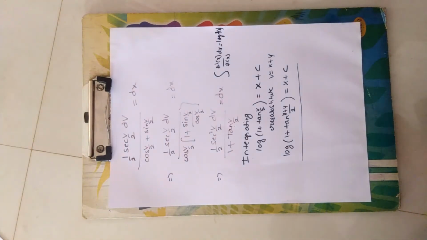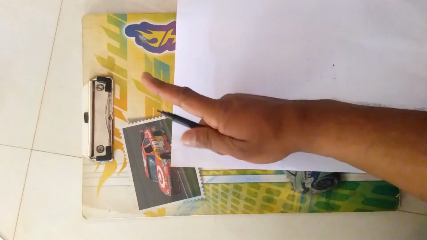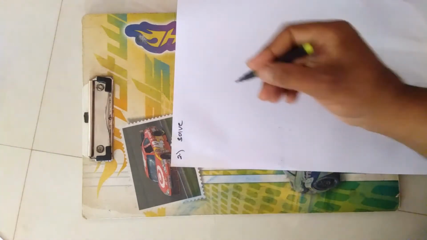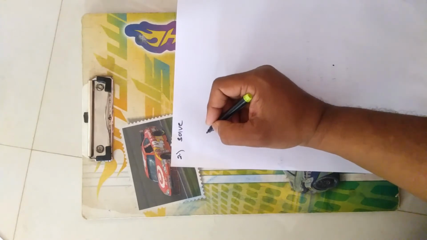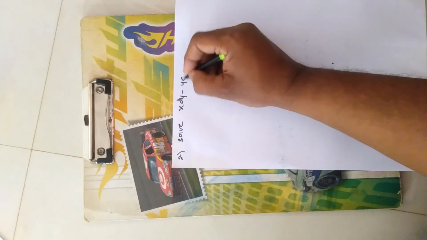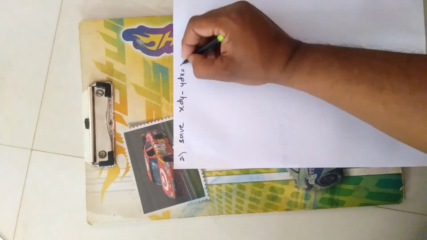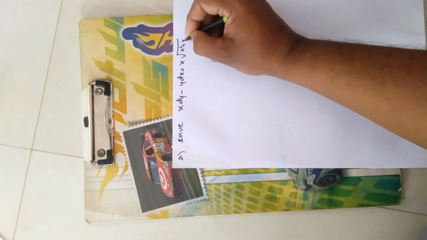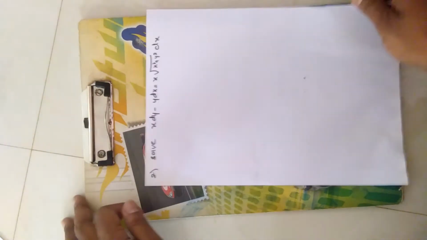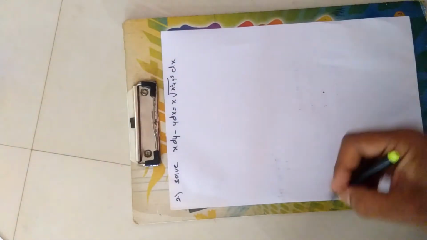Okay, so we take another problem. Now we take another problem, that is: solve x dy minus y dx equal to x into square root of x square plus y square dx. This is the problem. Now we again apply the same technique.